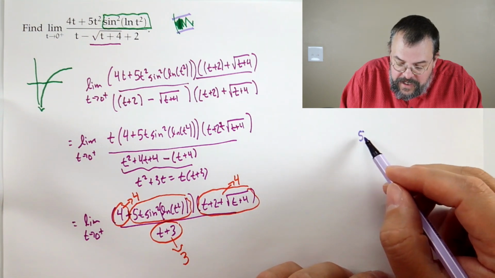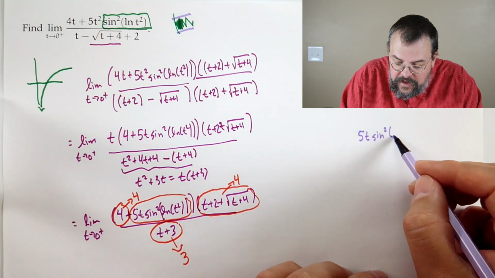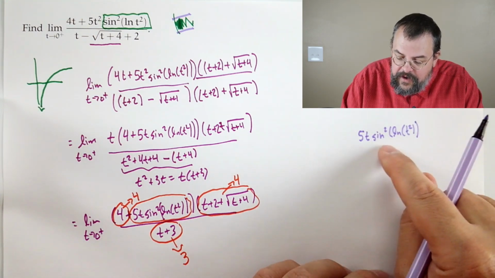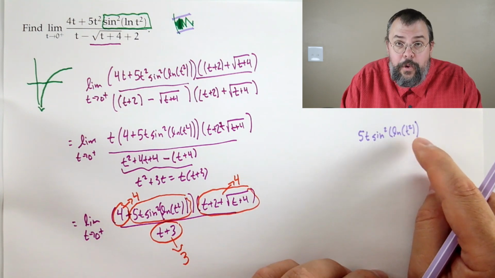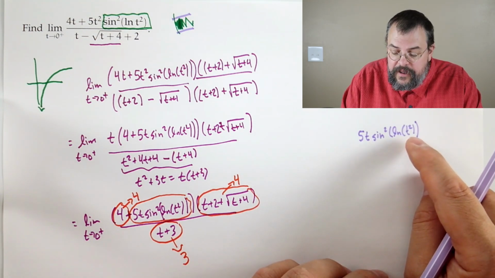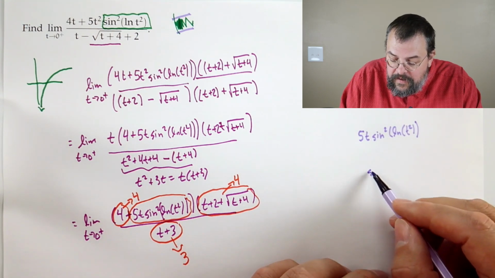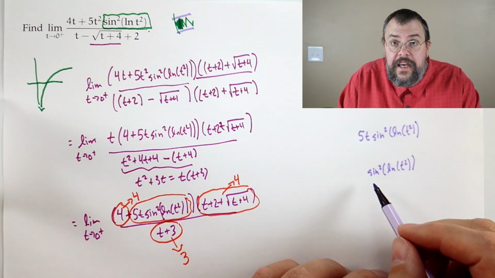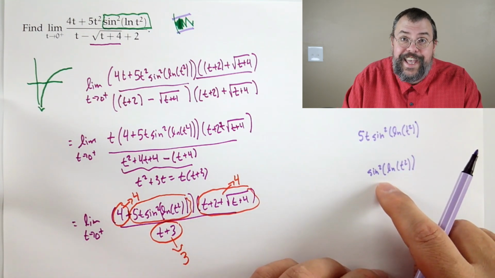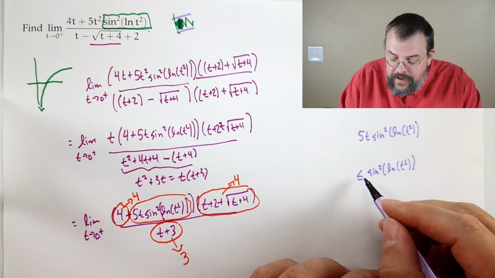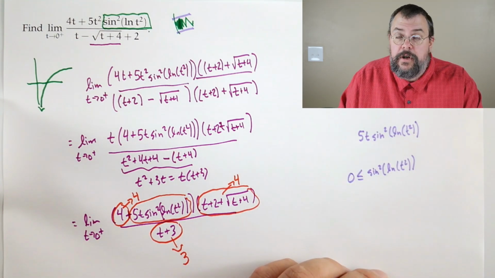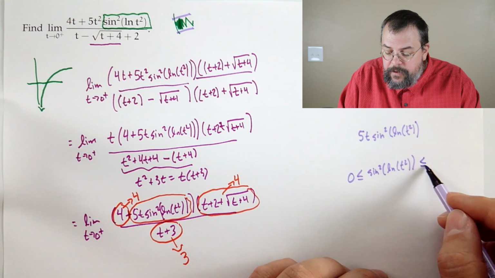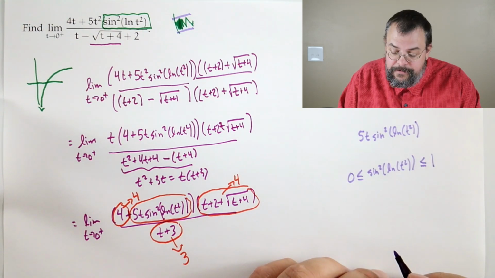We have our expression 5t sine squared log of t squared. Now, this part right here, sine squared log of t squared, we actually know something about this. This is bounded. In fact, we can say that sine squared of log of t squared, the smallest it can get is 0, because you're squaring it. It can't be negative. So this is at least 0. What's the largest? Well, because sine goes between negative 1 and 1, sine squared goes between 0 and positive 1.